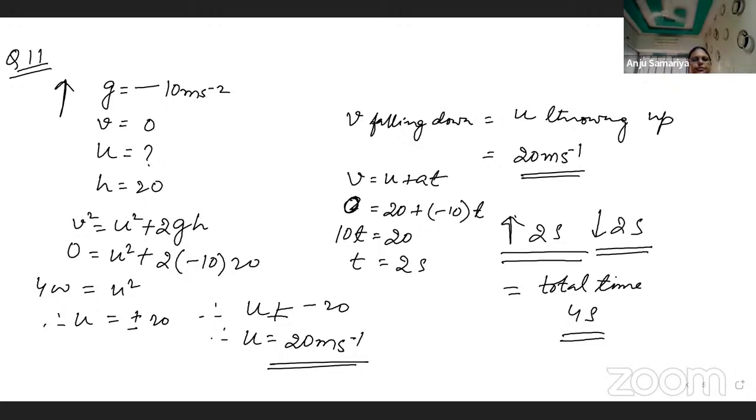Ashi, ma'am, I'm not understanding how to do it. What are you not understanding? Read the question. Yes, ma'am. Read it loudly.